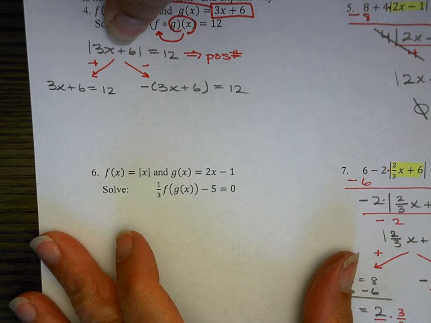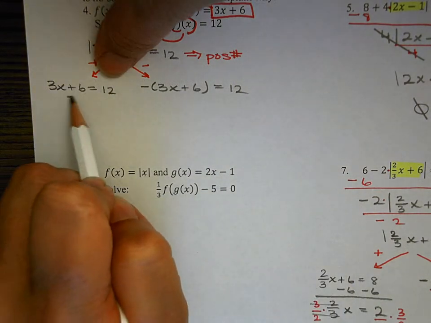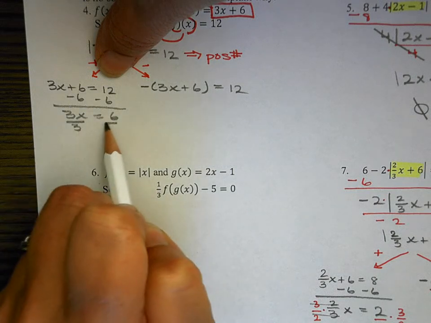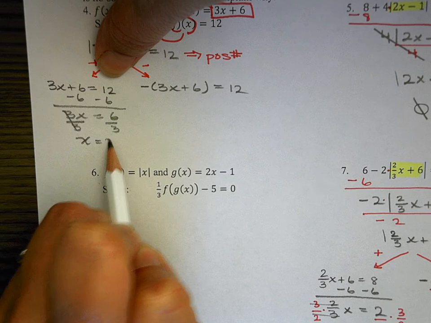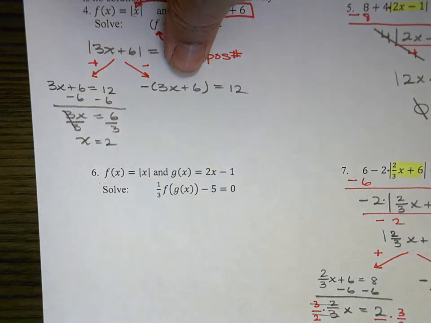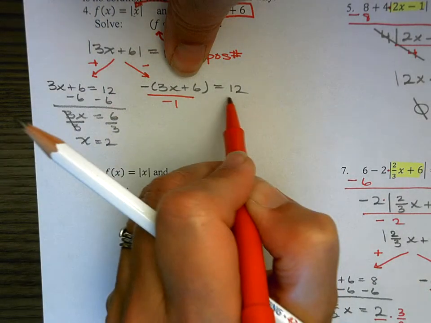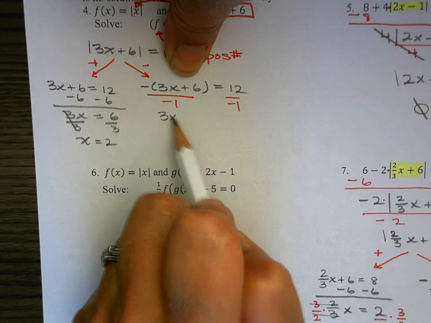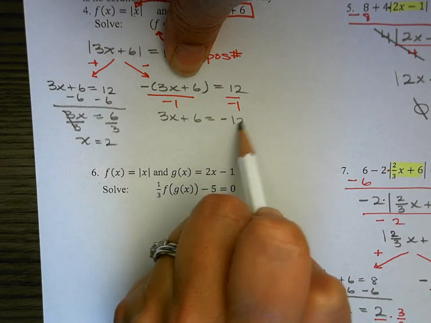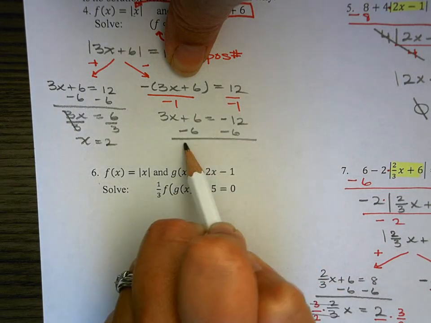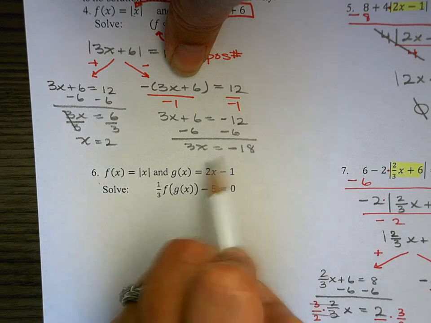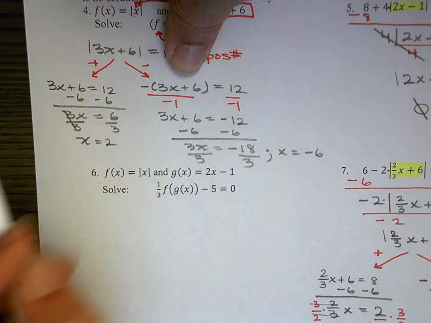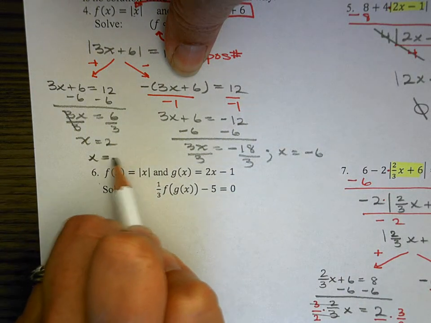All right, so to solve this, I'm just going to subtract 6 from both sides, and then divide by 3. And then over here, I'm going to divide both sides by that negative. I don't want to distribute it in, not because I can't. I just want to move it over instead of incorporate it into the left. And then subtract 6 and divide by 3. So then my answer for this one is -6 and 2. Okay.